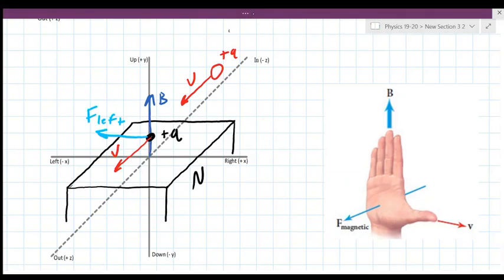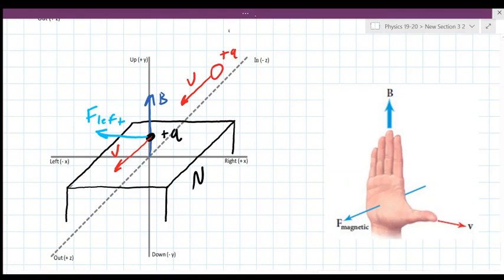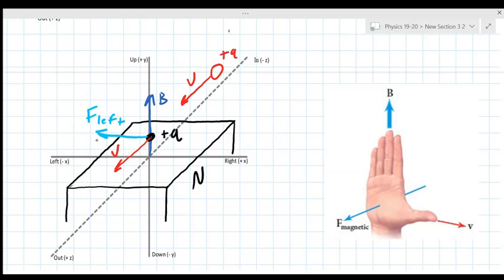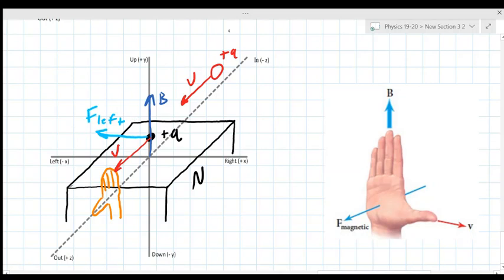Let me show you how your hand would be oriented for that. You just have to remember which finger and which thumb goes with which. The velocity is going out, so the thumb, I'm going to draw my hand in orange, is pointing that way, and the fingers are pointing up. If you orient your right hand like that, your palm will be pointing to the left. So the force is to the left. If you did it with your left hand, you would get the wrong answer, but with your right hand, that's what you get.